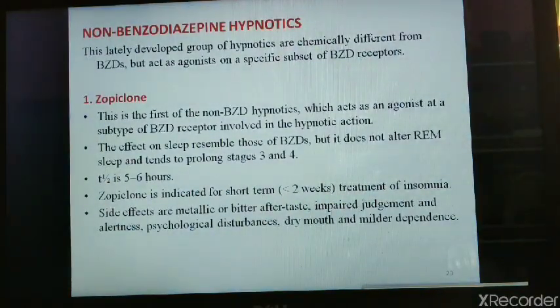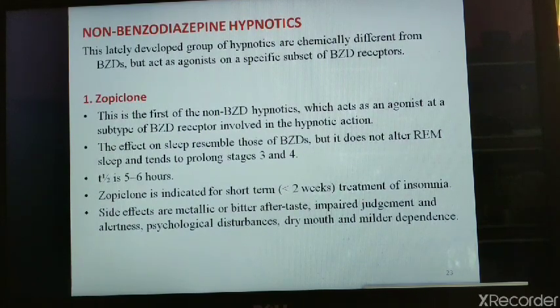Non-benzodiazepine hypnotics are the hypnotics that are chemically different from benzodiazepines but act as agonists on a specific subset of benzodiazepine receptors. Amongst these, zopiclone is the first of the non-benzodiazepine hypnotics and acts as an agonist of the benzodiazepine receptor involved in hypnotic action. The effect on sleep resembles that of benzodiazepines. They do not alter REM sleep but prolong stages 3 and 4 of NREM sleep.